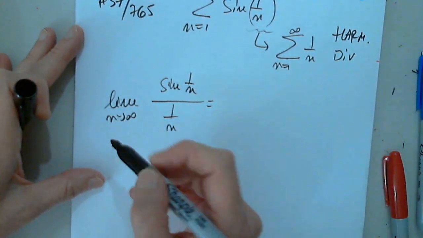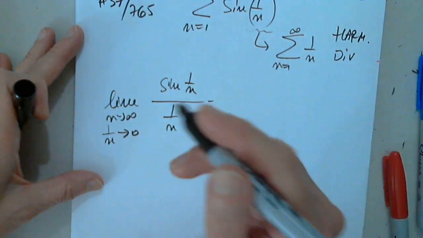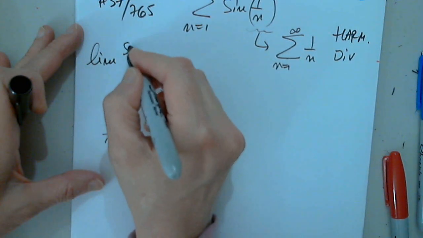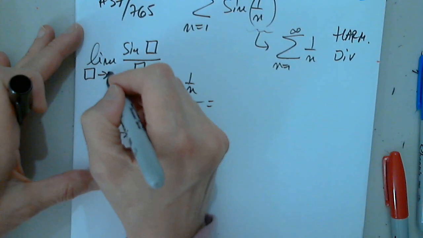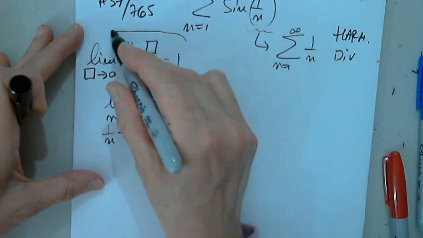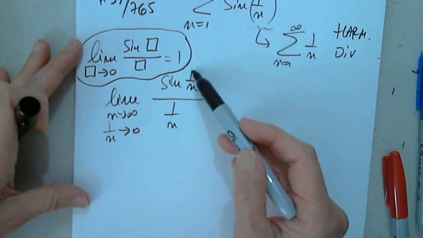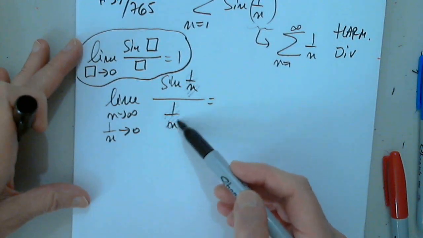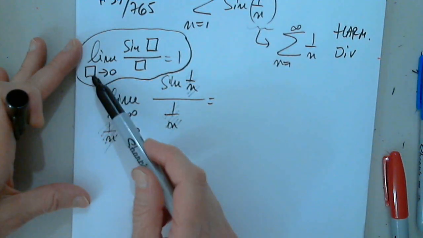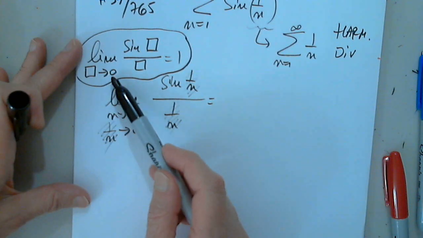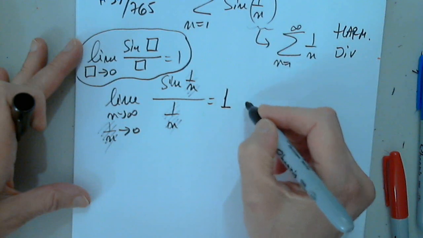Remember, n approaches infinity really means 1 over n approaches 0. And we had in Calc 1 the following limit: limit of sine of a box over the box when the box approaches 0, and this is 1. And this is exactly what we're using here. This and this and this are all the same. And the box approaches 0, or the square approaches 0, I meant to say. Okay, so therefore the answer is 1.